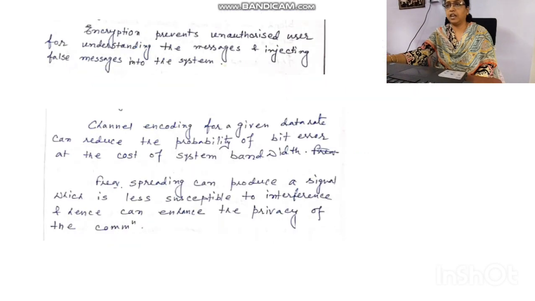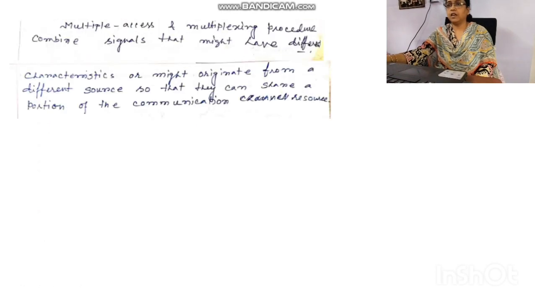Then there is a block called encryption, which prevents unauthorized users from understanding the message. Then we have channel encoding, mainly for reducing the bit error rate, and then frequency spreading, etc. These are the blocks covered in the digital communication system. Then we also have the multiple access and multiplexing concepts.